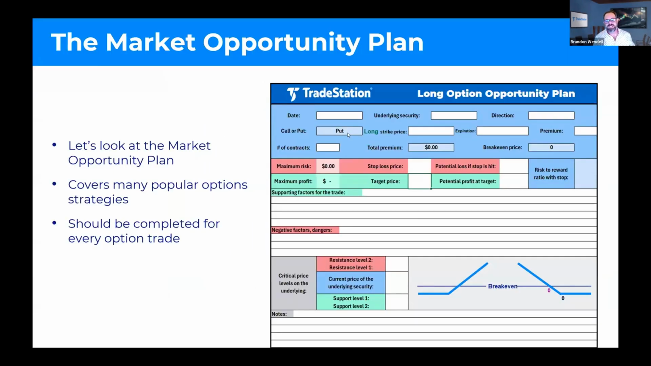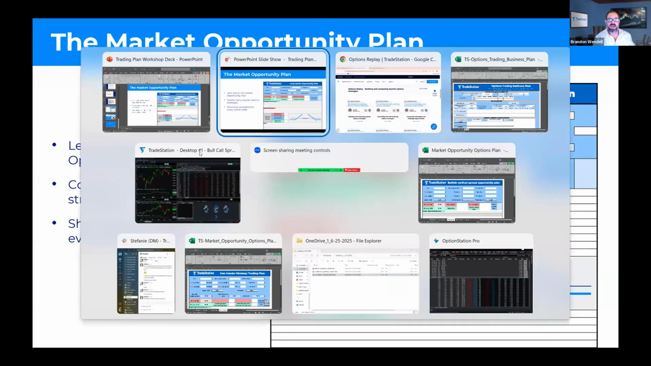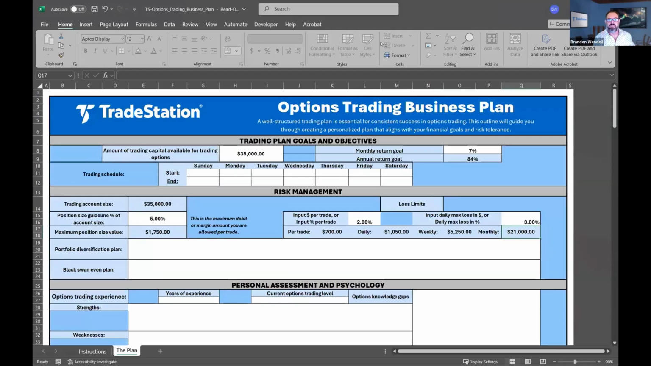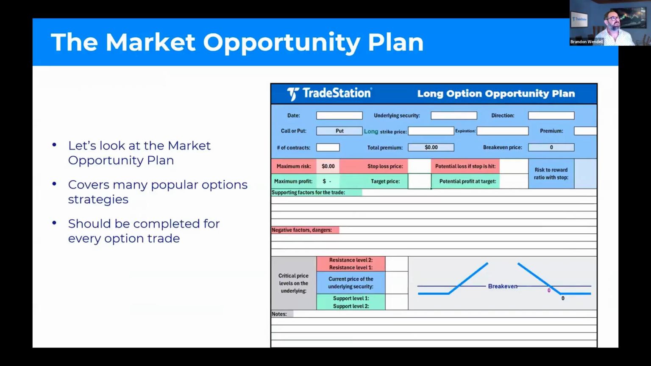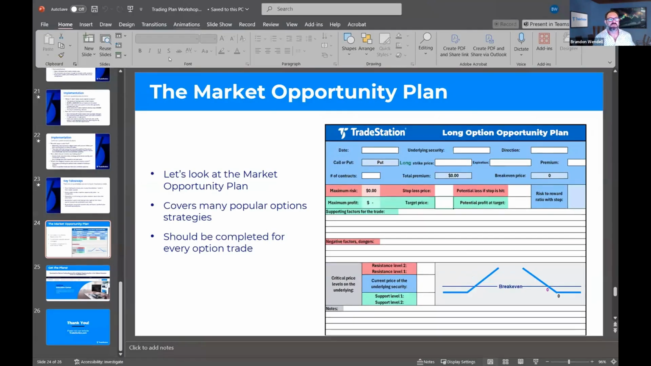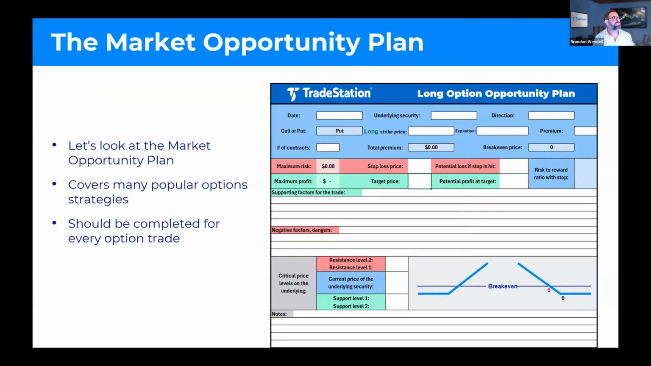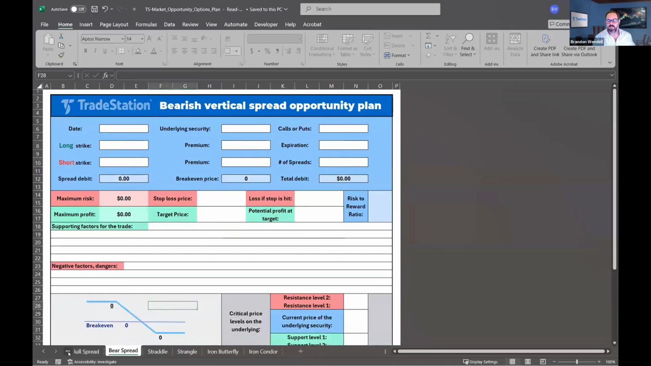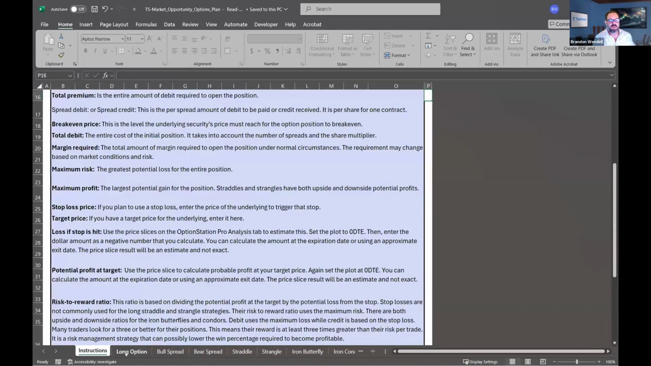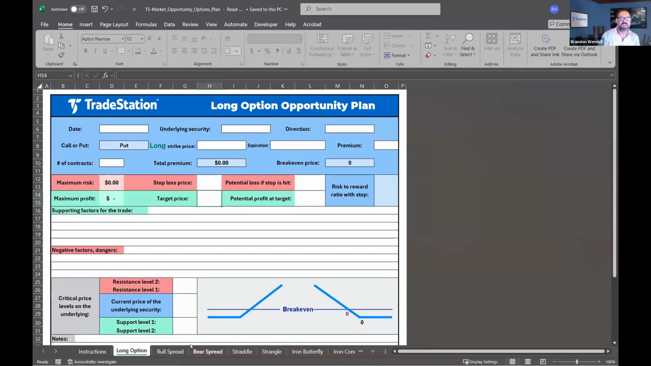So the second type of plan, let me get that one, because we had the business plan that I went over and talked about exhaustively, hopefully. Now we have the market opportunity plan. Oh, that was the wrong spot, wrong piece. There we go. And in the market opportunity plan that you can download has the instructions and several different strategies. It doesn't have every strategy out there. Okay. CFDs, that doesn't trade exactly the same way as options.